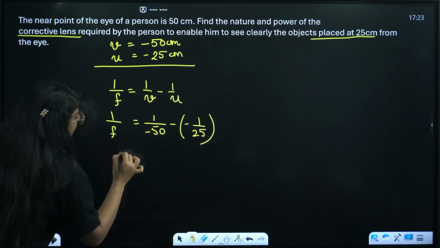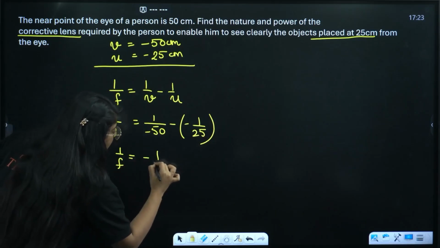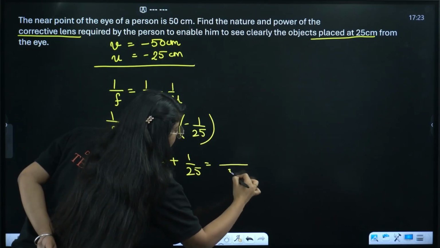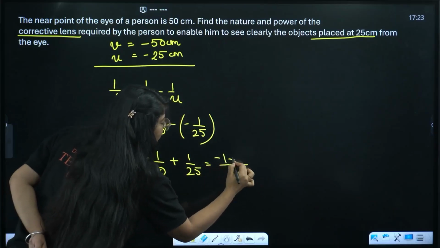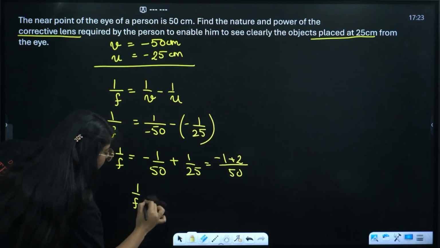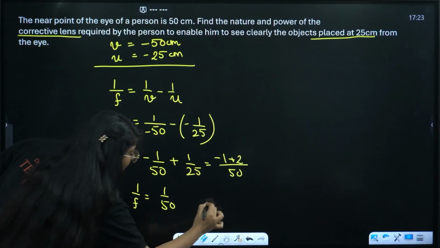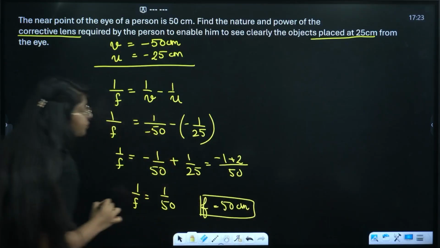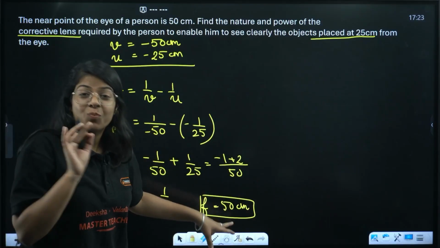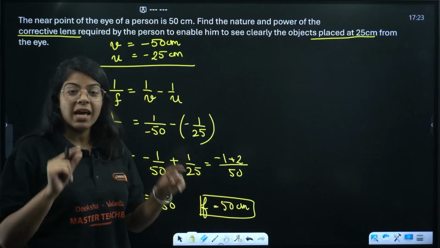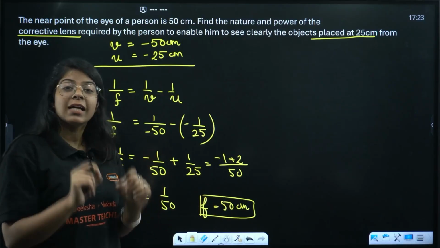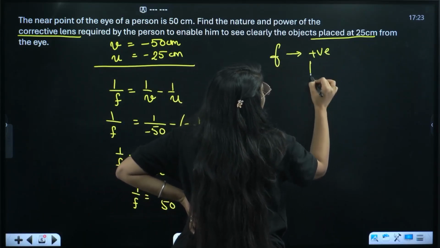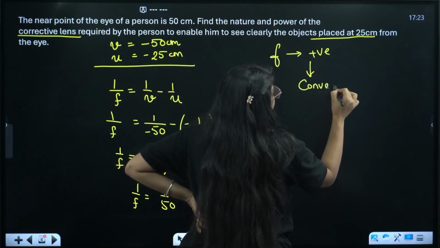Okay? 1 by f equals minus 1 by 50 plus 1 by 25. If you take the LCM as 50, it will be minus 1 plus 2, right? So 1 by f equals 1 by 50, so f will be 50 centimeters. Done? Any problem? Now f is positive. We just saw in the last example, f is positive for the lens which is convex.